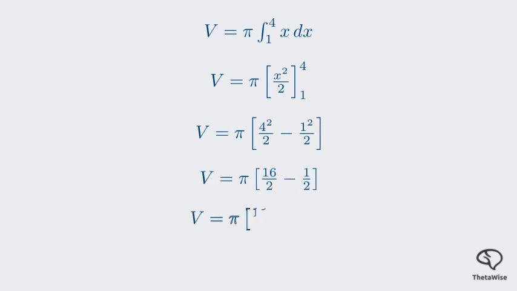This simplifies to pi times 15 over 2, or 15 pi over 2. Converting this to a decimal and rounding to 3 places, 15 pi divided by 2 is approximately 23.562. The volume is 23.562 cubic units.